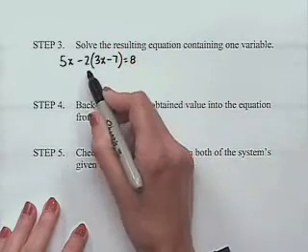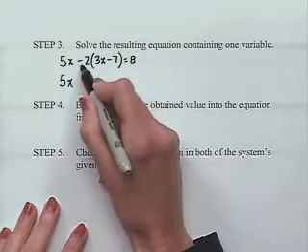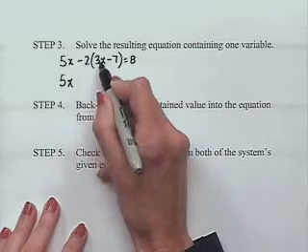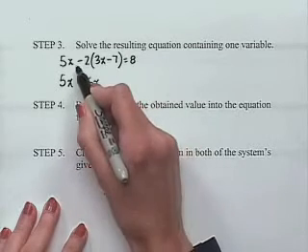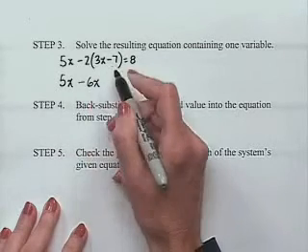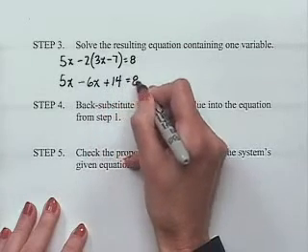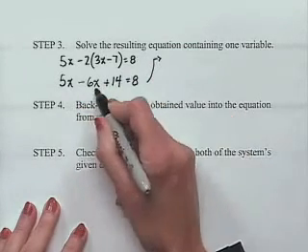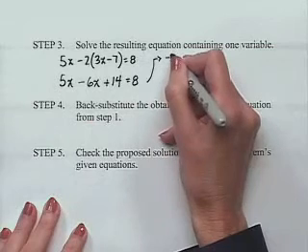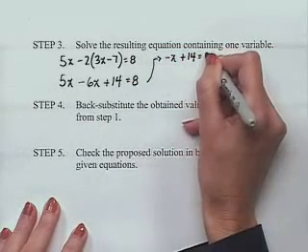Let's use the distributive law in order to simplify. 5x, we're going to have a subtraction of 2 times 3x, that's going to be a negative 6x. We're going to have a subtraction of 2 times negative 7, that's going to be an addition of 14, and that equals 8. Continuing on, we can combine 5x minus 6x to give us negative x. Then we're going to have plus 14 equals 8.